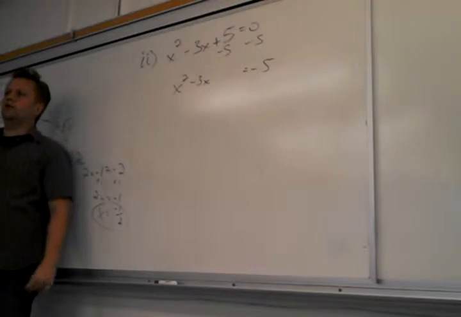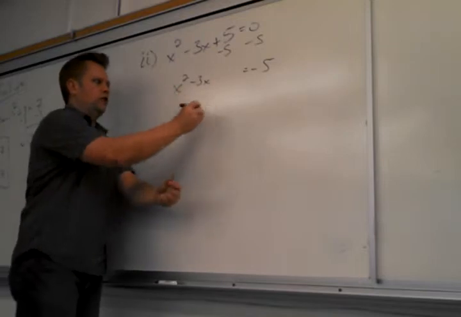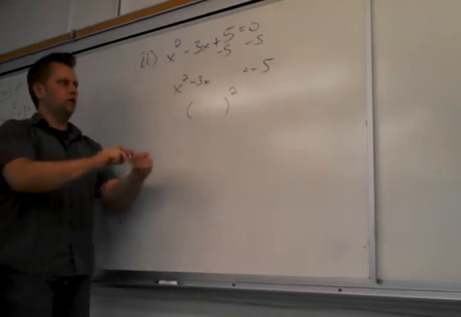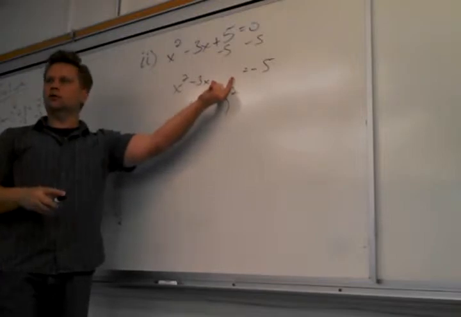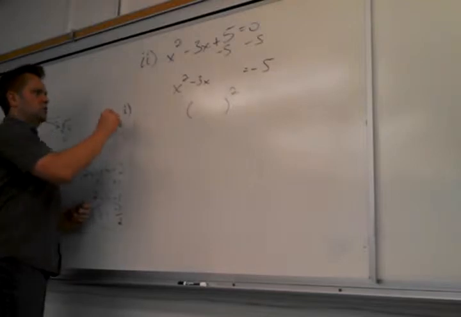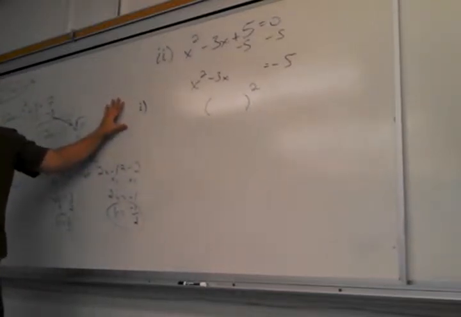The whole point of completing a square is to make it look like this, so then I can square root. So I don't want to take the x out. I want to add something here so that this will factor like that. So what steps do I take to figure out what number has to go here to make that work? First step is? Divide by 2. Good. Take the middle term divided by 2.